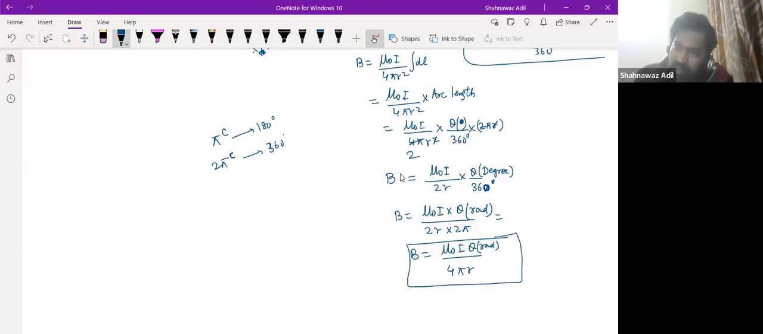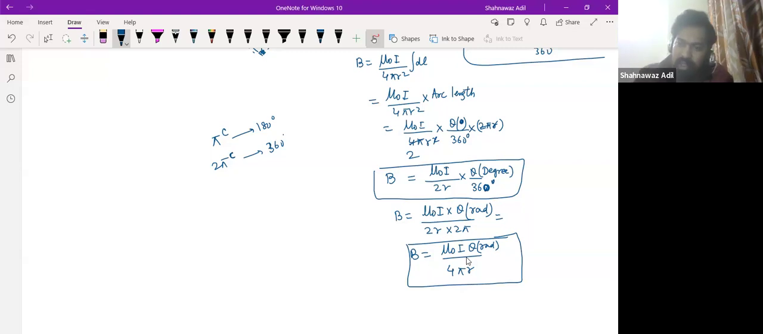So either you can use this or you can use this. If it is given in degrees, you have to use this. If it is given in radians, you have to use this. Clear?